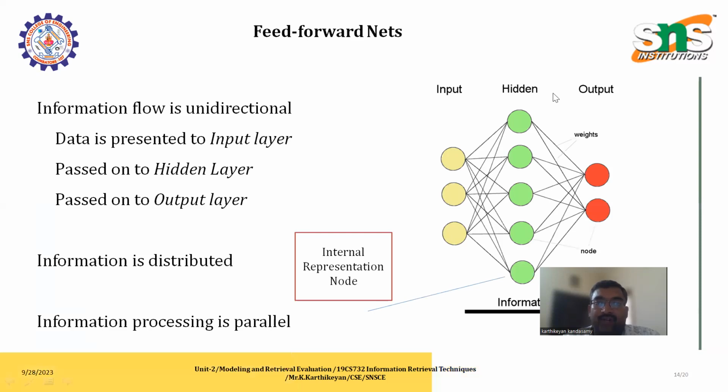This is a feed forward method. We have two methods: feed forward and backward method. In the feed forward method, the information flows in one direction. Data is presented to the input layer, passed to the hidden layer, and passed to the output layer. Information is distributed and processed in parallel. So this is the input process, this is the hidden process, this is the weight. So after that it gives the output based on your input.